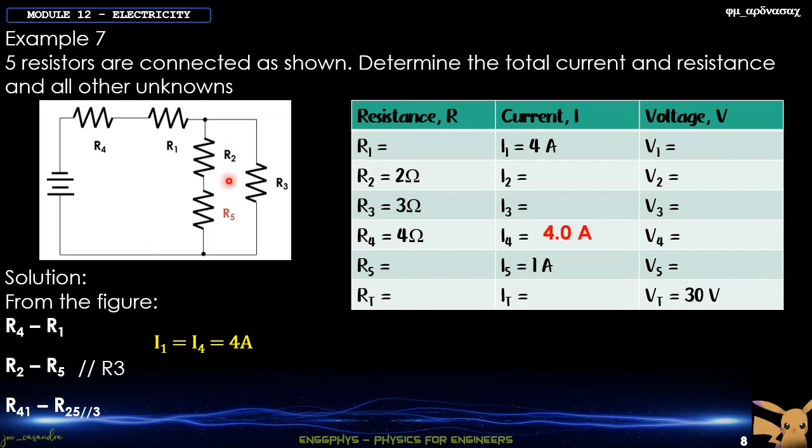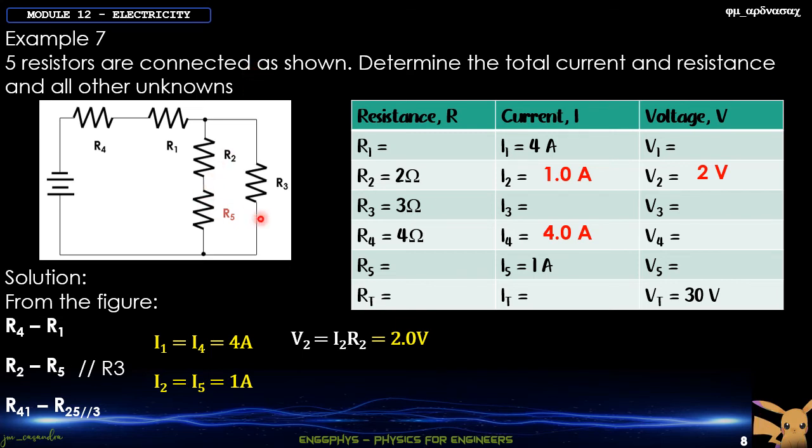Also, since R2 is in series with R5, therefore, the current passing through the two resistors will be equal. We are given I5, so therefore, I2 is now equal to 1 ampere. Okay, so next, we can see that the resistance and the current for resistor 2 is already given. So we can solve now for the voltage across resistance 2 using Ohm's law. With that, we'll have now 2 times 1 is now equal to a voltage equal to 2 volts.